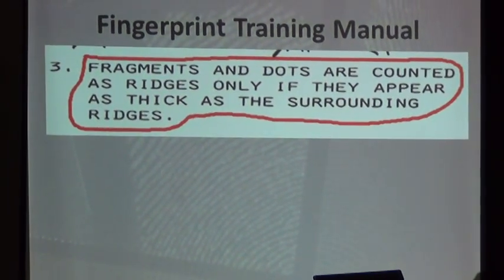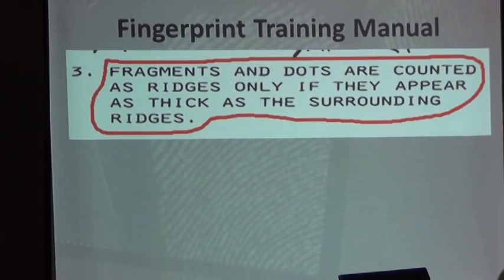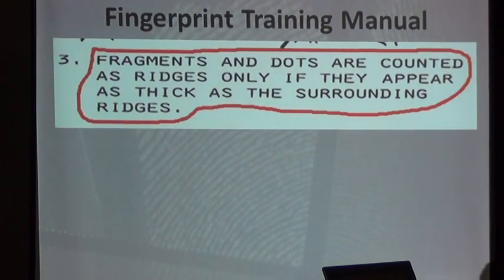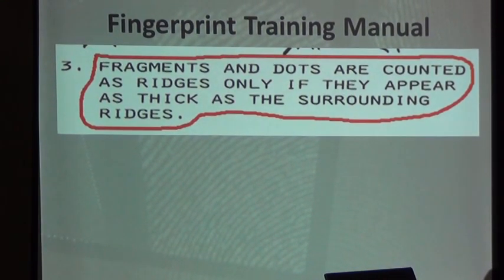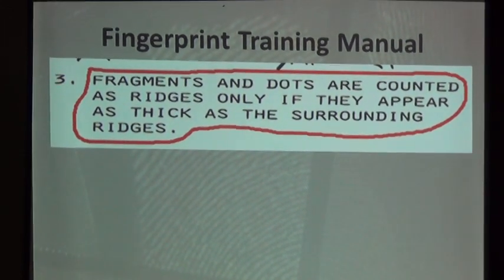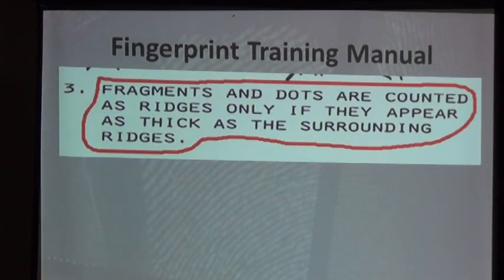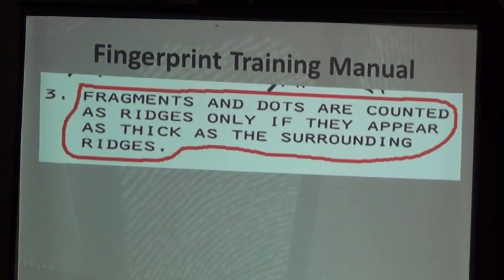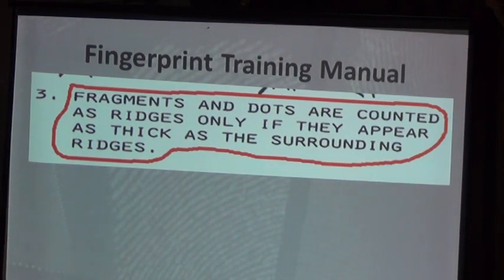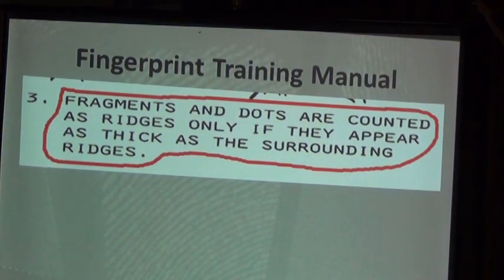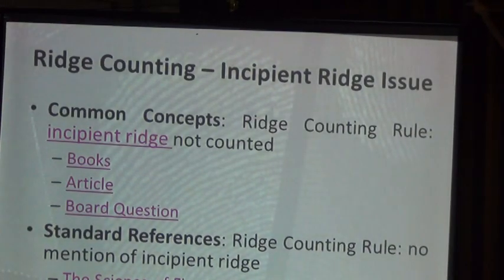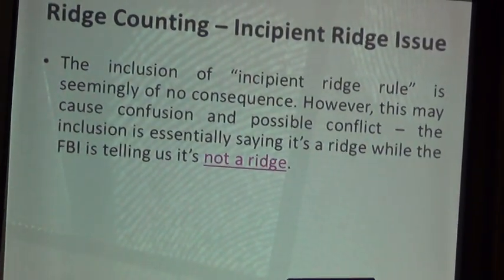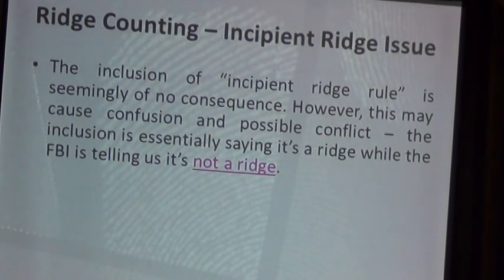My question is, what is the origin of the concept of incipient ridges coming into the concept of classification? We cannot answer that through standard reference. According to the FBI, it is not a ridge.